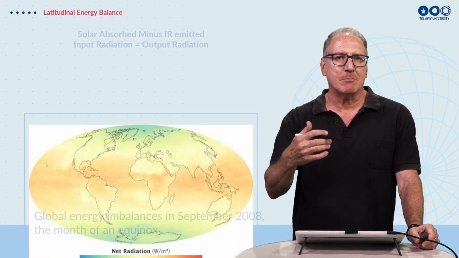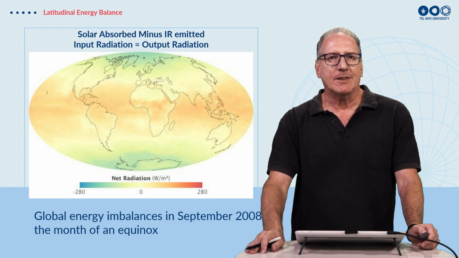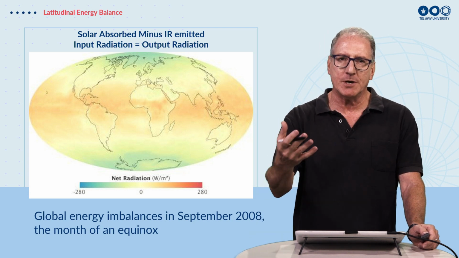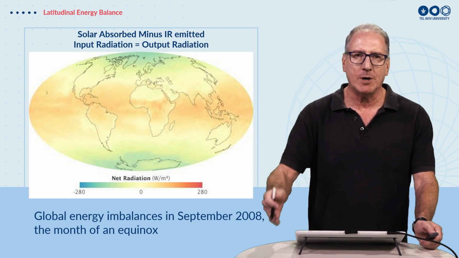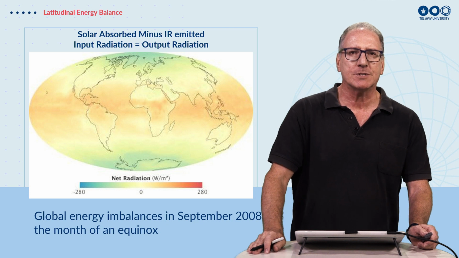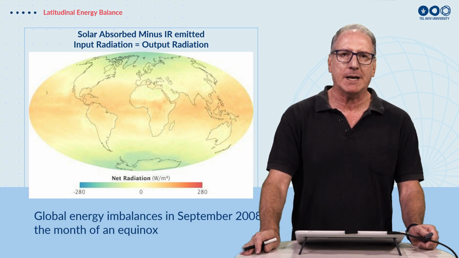We spoke about the temperature being constant if there's a balance between the input and the output of the radiation. And therefore, if we take the incoming radiation minus the outgoing, it should be zero. It should be zero everywhere on the planet. But if we look now spatially at this difference between the input and the output, we see that it's not zero everywhere on the planet.